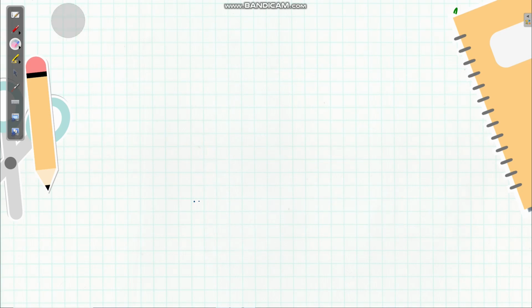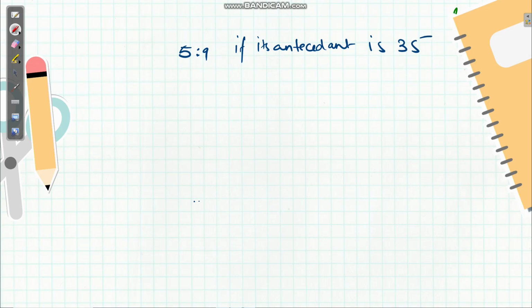So let's solve one more question, a variation of this question. You might get a question like this. The ratio in the simplest form is 5 is to 9. If its antecedent is 35, find its consequent. So the ratio is given, 5 is to 9.